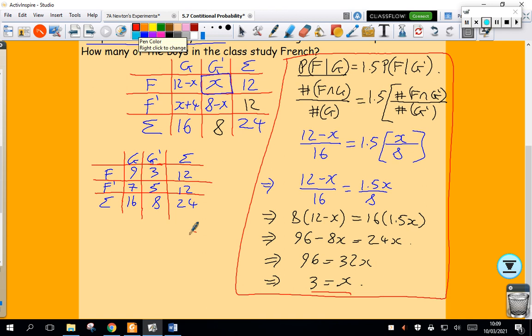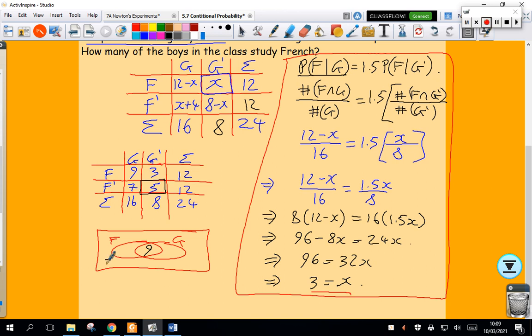I was also asked to draw a Venn diagram. Universal set. Big loop for F. Big loop for G. What's their intersection? Well, their intersection is 9. The complement of the union is 5. In F but not in G is 3. In G but not in F is 7. Okay? And all those things should add up to 24, because there's 24 people in the class. 5 and 3 is 8. 8 and 9, 17. 17 and 7, 24.